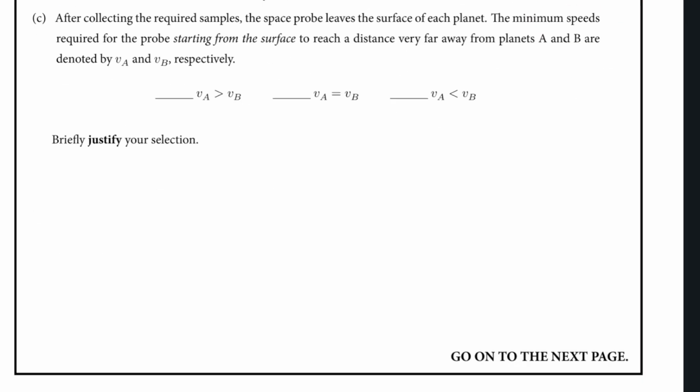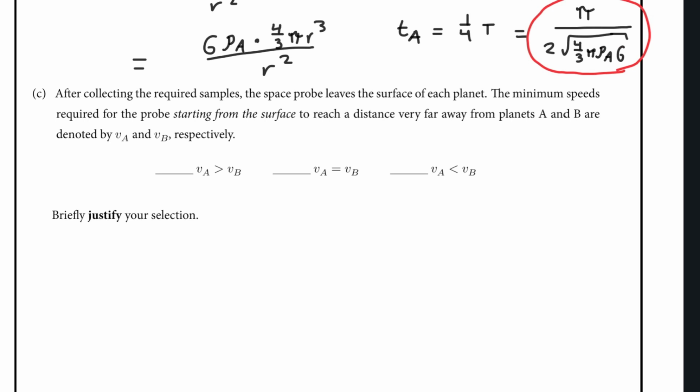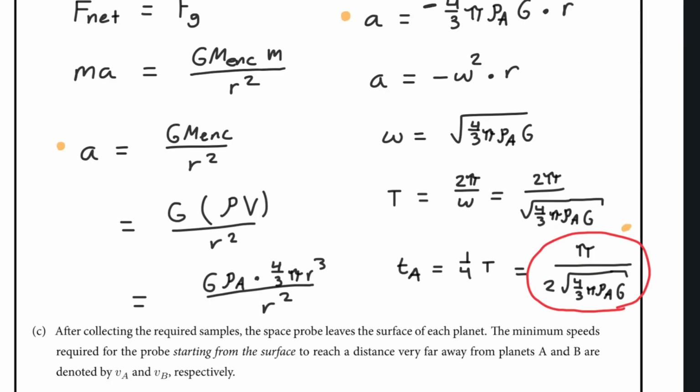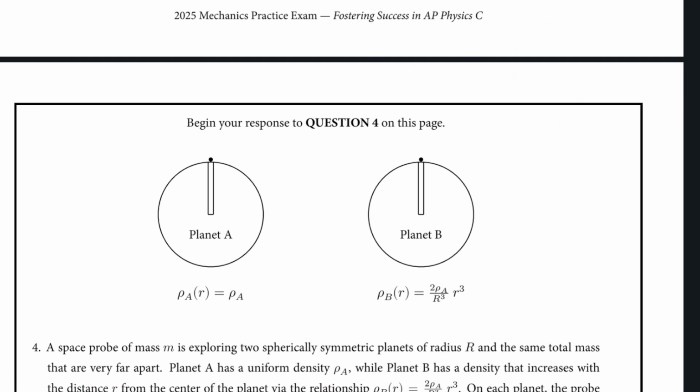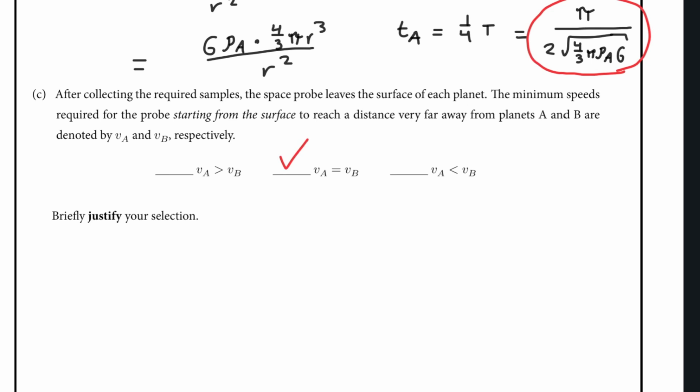Now we have a different situation, where after finding the required samples, the space probe leaves the surface of each planet. The minimum speeds required for the probe, starting from the surface, which is important, to reach a distance very far from the planet are V_A and V_B. We're basically comparing the escape velocity. Even though the planets have very different densities, the second form of Newton's shell theorem says that if you are outside of a sphere, its gravity looks like a point mass, entirely centered at the center of the sphere. Since the planets have the same mass and the same radius, if you're outside the planet, you can't tell which one's planet A and which one's planet B. So their escape velocities are equal, even though the g inside the planet is definitely not the same.